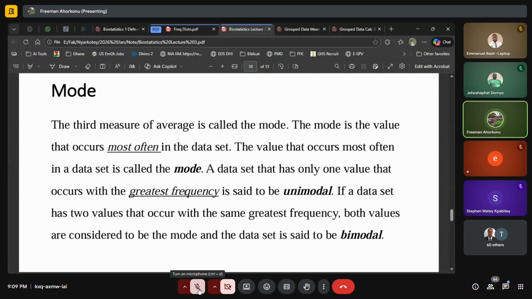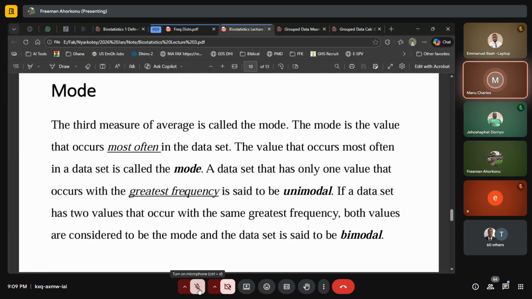Any question about the mode? Please, doctor, the modal and the mode, which one is the best? When you come across a modal number or mode, is there anything different?